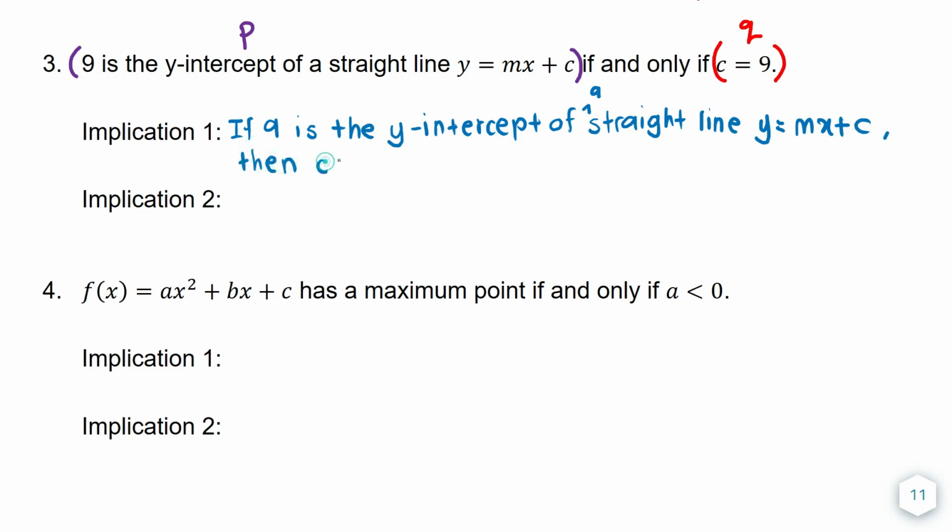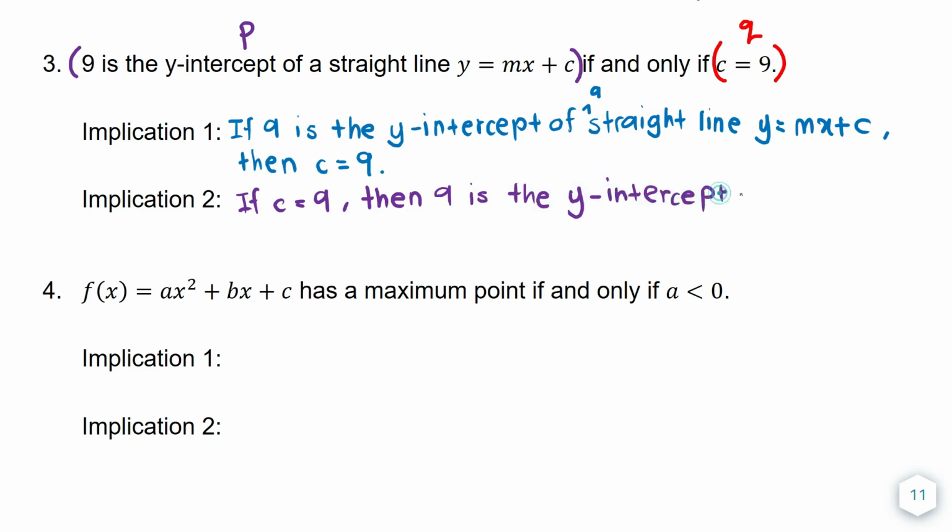Then c equal to 9. Okay, for implication 2, if c equal to 9, then 9 is the y-intercept of a straight line y equal to mx plus c. Okay, this is implication 1 and this one is implication 2.